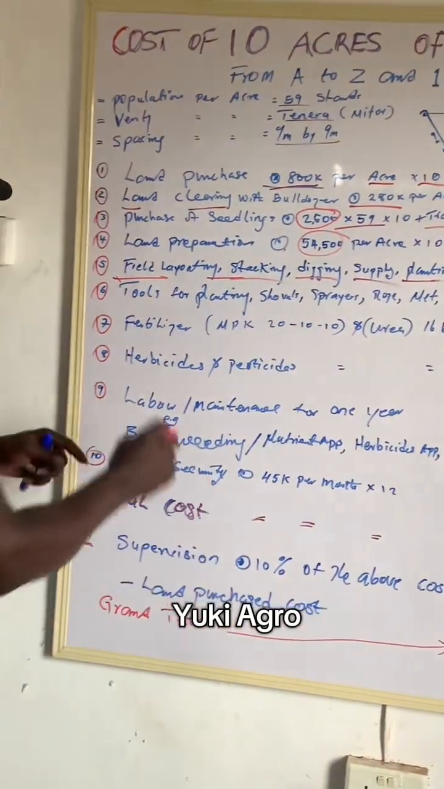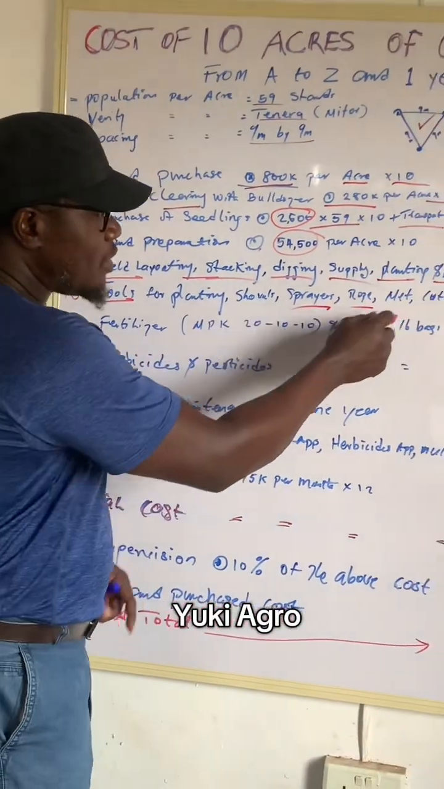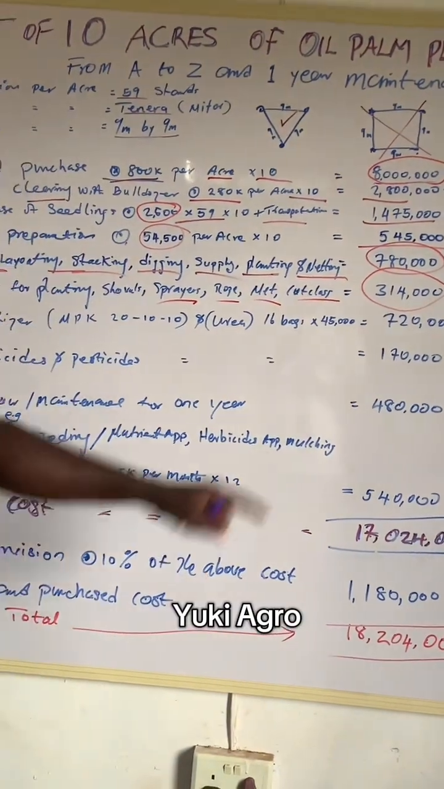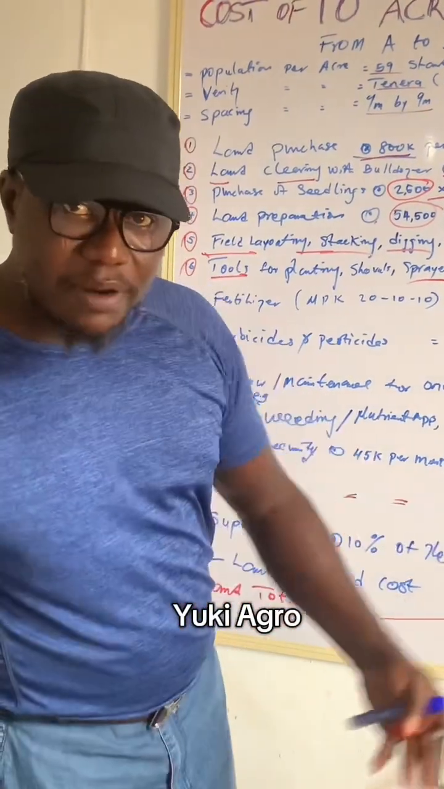Then we move quickly to tools. Tools like shovel, sprayer, rope, net, cutlass. You have 314,000 naira to purchase those materials which you will use in that farm maintenance.